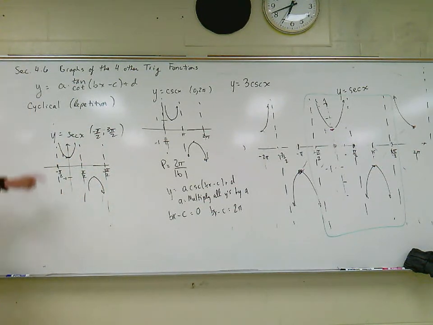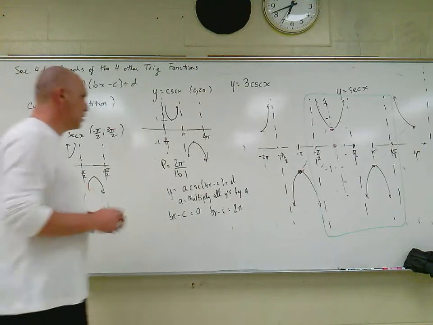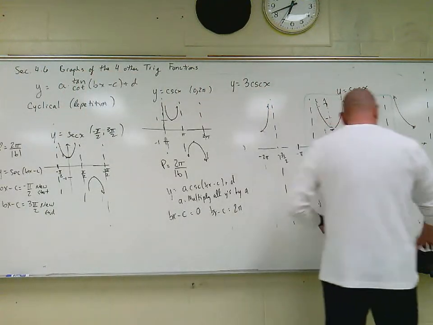There's that. And then the period is still 2 pi over the absolute value of b. And then if we want to do the secant of bx minus c, we take bx minus c and set it equal to negative pi over 2, and we take bx minus c and set it equal to 3 pi over 2, and that's how we get the new start and new end. Now, let's just do one problem for secant.